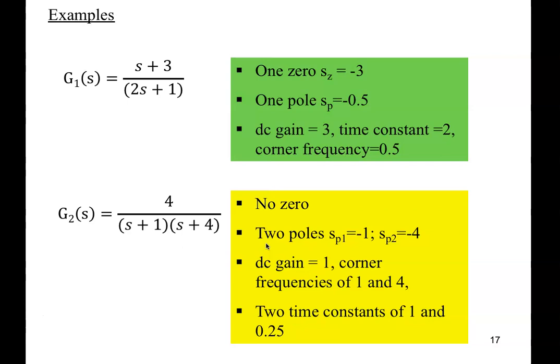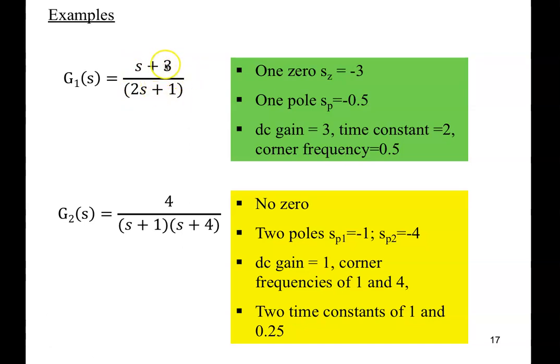But to find them, I have a couple of examples here. To find the zero and the pole is fairly straightforward. For example, in G1, if I want to find the zero, s plus 3 equals 0, solution will be s equal to minus 3. Therefore, I have a zero equal to minus 3. If I want to find the pole, I equate the denominator term to 0, 2s plus 1 equal to 0. That will give me a pole of minus 0.5. Now, DC gain is also easy to find. Make s equal to 0, 3 divided by 1. So DC gain is 3.